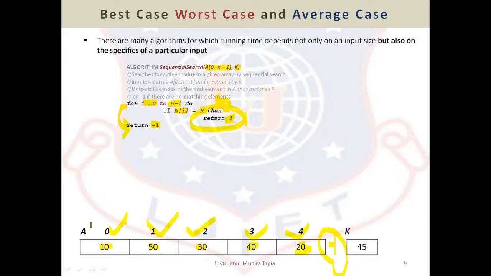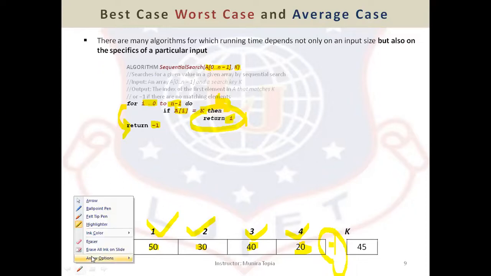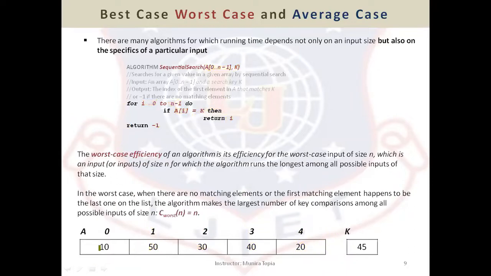Worst case is defined as the longest, or maximum, number of steps taken by the algorithm. So the worst case for an input of size n is the one for which the algorithm runs the longest. So how many steps in the worst case for inputs of size n? Here we are considering 5 elements. So how many comparisons are done in the worst case? 5 comparisons. First comparing with the element at 0, second comparison at element 1, third at element 2, fourth, and fifth comparison.